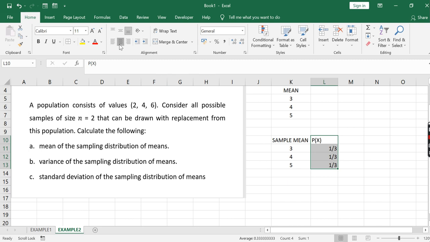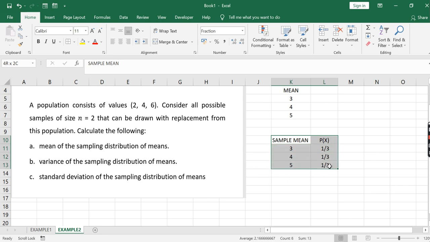Now, there is a way for us to check if this is a true distribution. First thing, the value in the p of x should not be less than 0 or greater than 1. So far, there's no value greater than 1 here and none less than 0. They are all 1 over 3. And the sum of the p of x must be 1. So let's try to sum that. See, that's 1. So this is indeed a distribution.